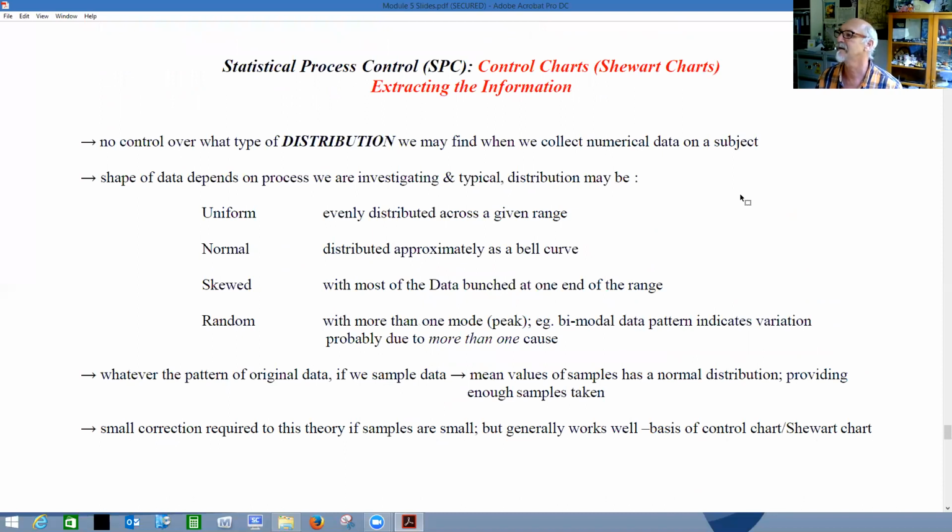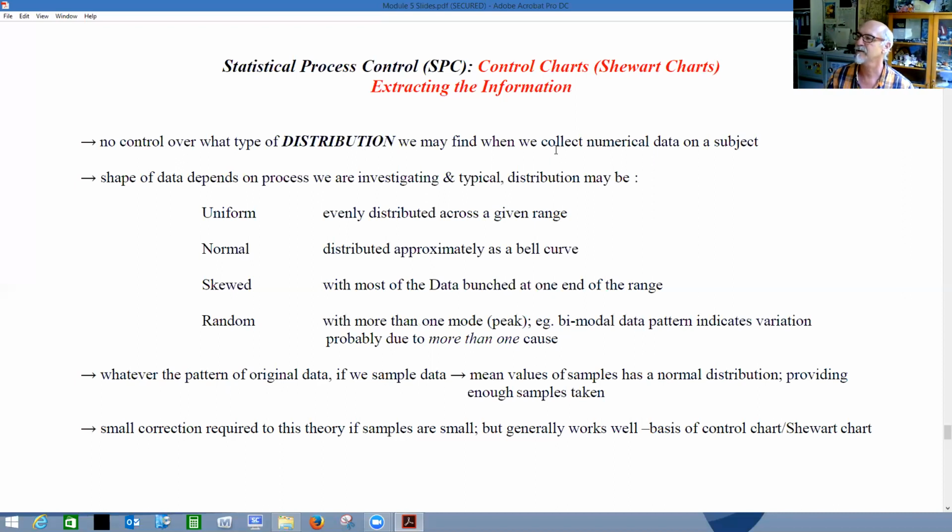Control charts, how you go about extracting the information. Well, there's no control over what distribution you may find. In other words, just because you've collected this data, it may be a normal distribution, a probability distribution that you're able to use, or it might be that negative exponential one, or binomial, or Poisson. So therefore, you've got no control over the data. It just fits a model.